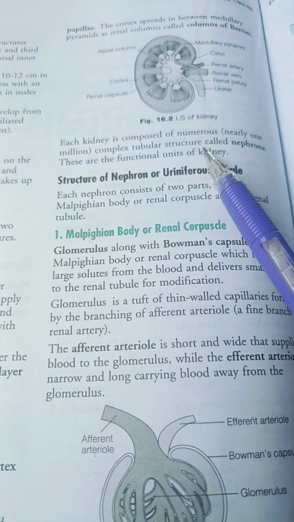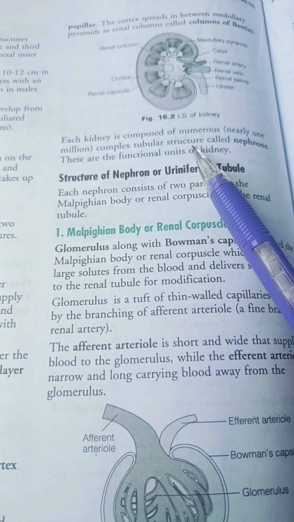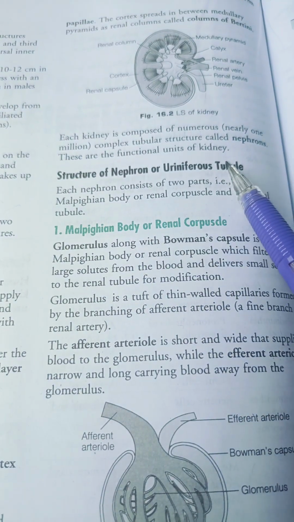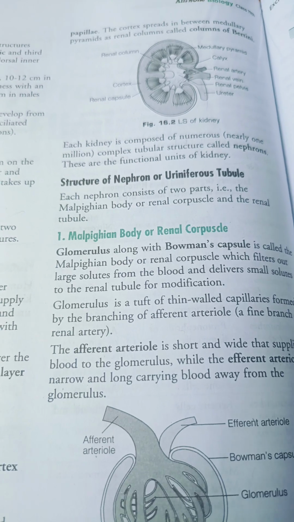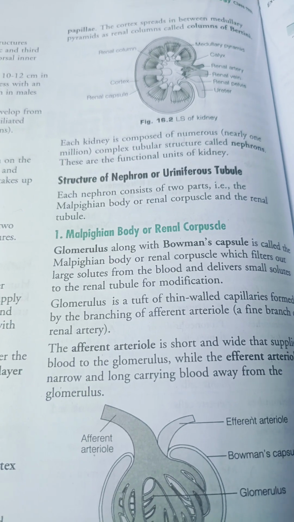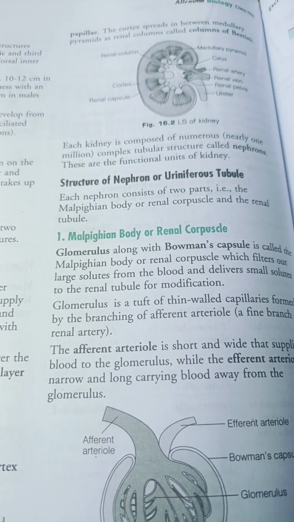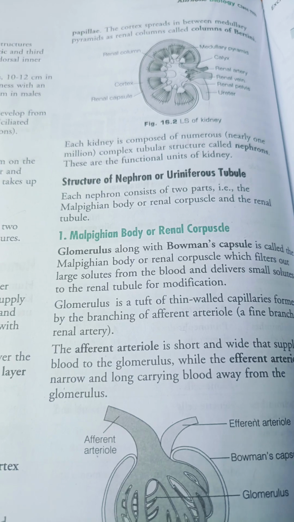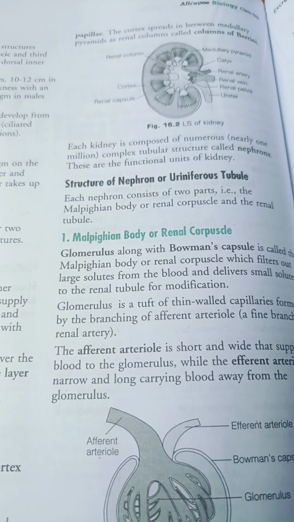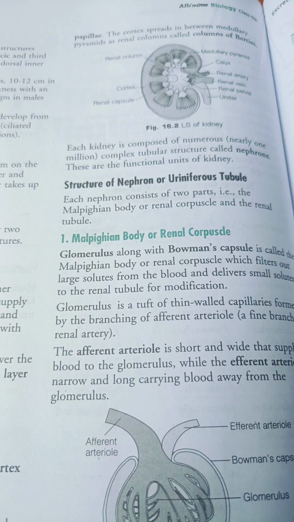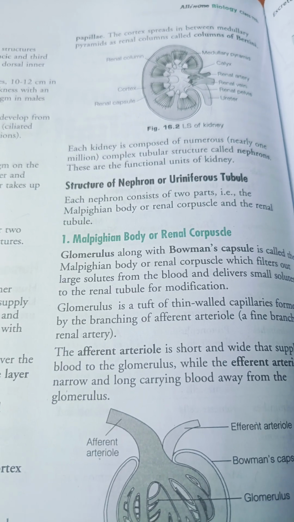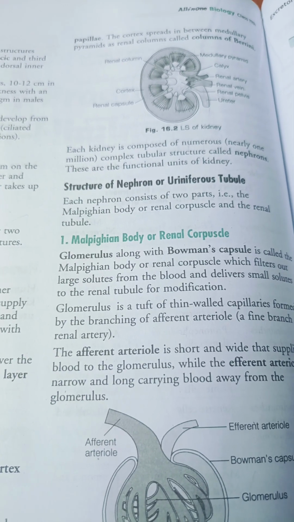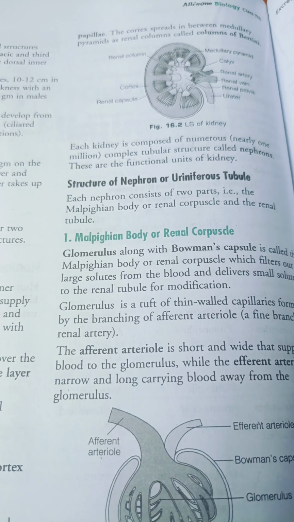Each kidney is composed of numerous, nearly 1 million, complex tubular structures called nephrons. These are the functional units of the kidney. Each nephron filters fluid to form urine. The nephrons are arranged in the kidney such that filtration, absorption, and excretion through the nephron take place very easily.